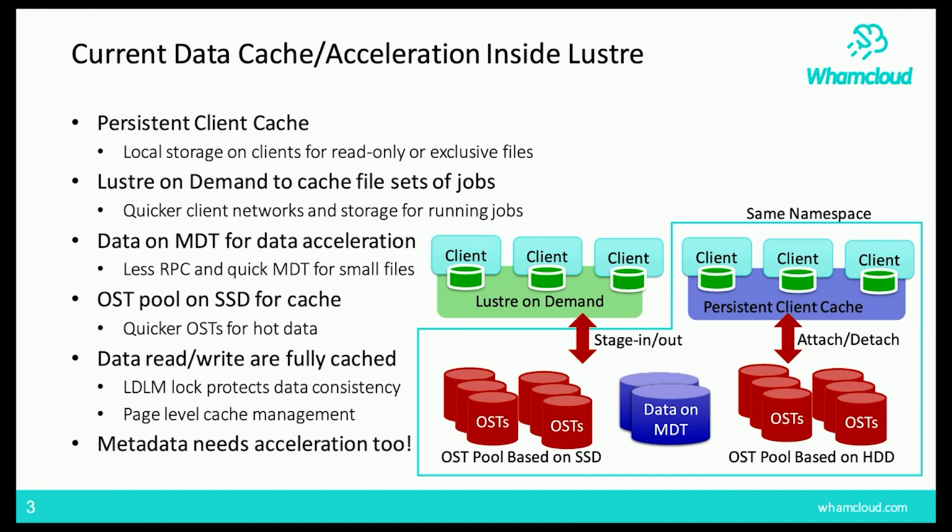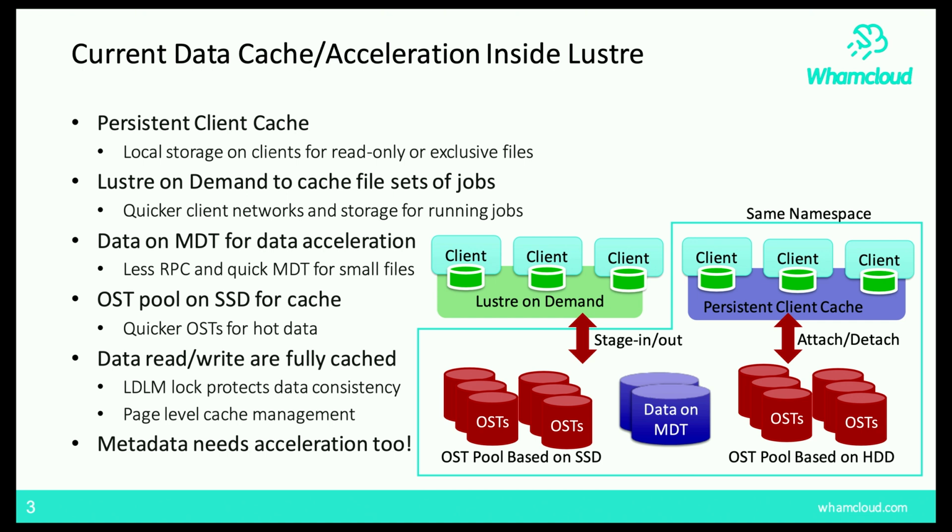So let's see about the current data cache acceleration inside Lustre. We do have persistent client cache that Andreas talked about, which is basically local storage on clients for read-only or exclusive file access. It does require some pre-staging to ensure that the data you want to work on is actually there when you need it to be there. Then there's the Lustre on demand, which is basically a small Lustre file system spun up on nodes local to your clients for faster access to your hot data. Again, that kind of needs staging, but some people find that it produces decent results, not obtainable otherwise.